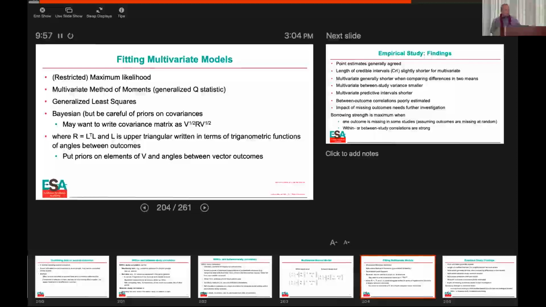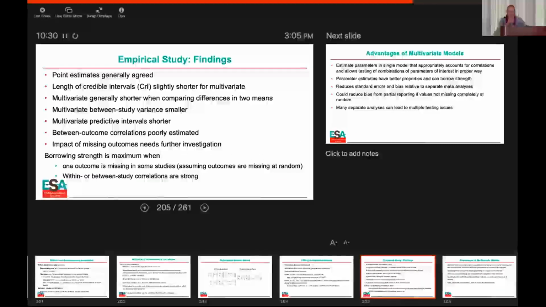So you can use restricted maximum likelihood or maximum likelihood. You can use the multivariate method of moments, generalized least squares. You can use a Bayesian method, and there are various ways of doing that. And I'm not really going to get into the details of that. There's some nice papers, and there are a couple books that cover this. It's just general multivariate normal theory, and your only difference here is that you're dealing with these summary statistics, and so you can write down the likelihoods as long as you have sufficient statistics.